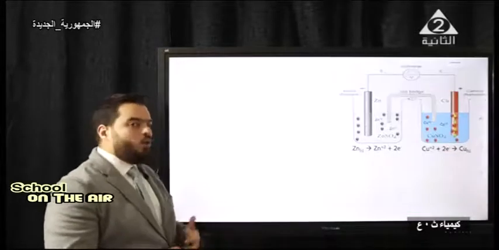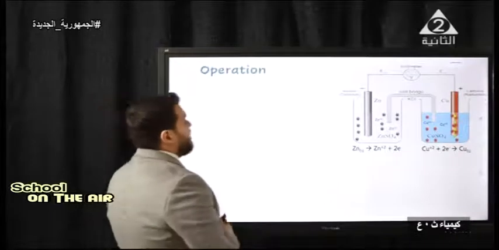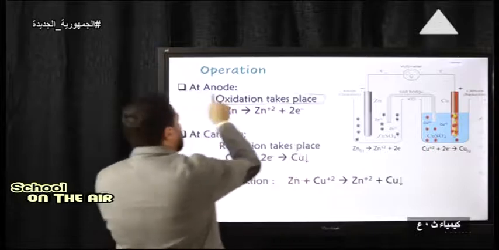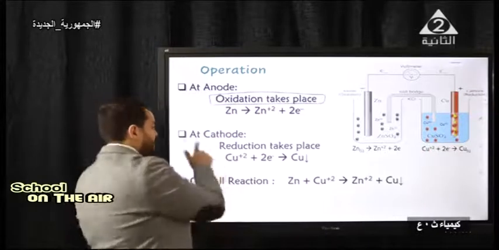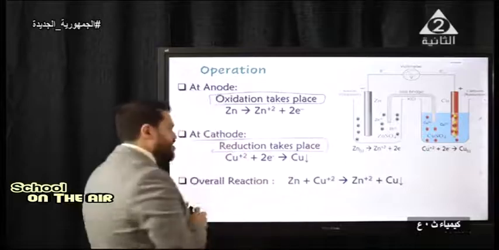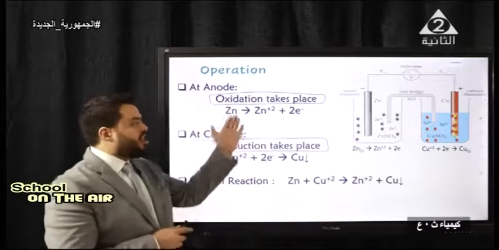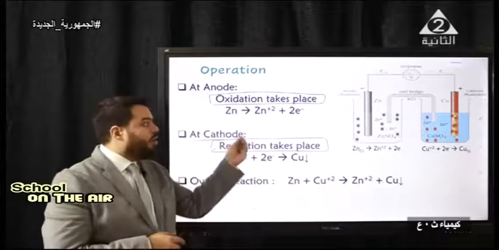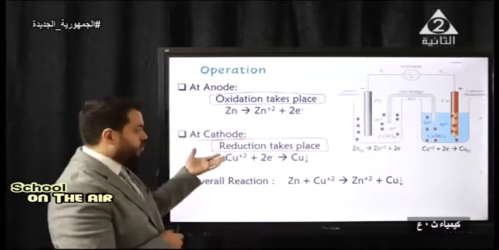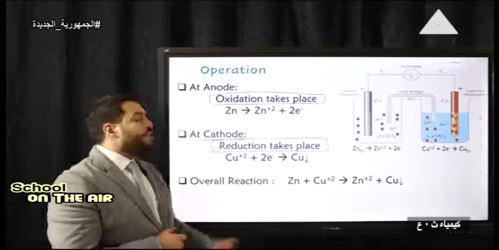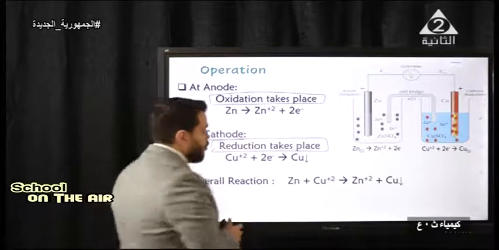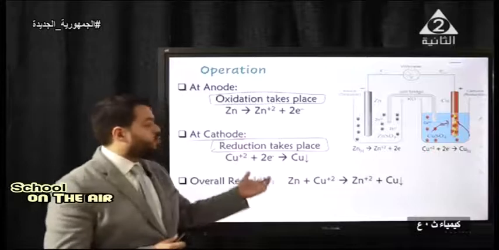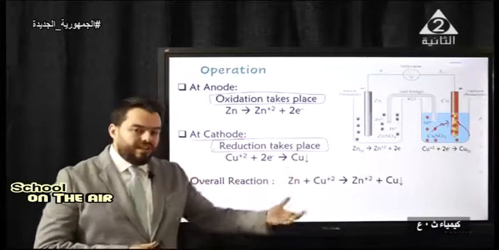How does the galvanic cell work? The idea of the galvanic cell is that you have an anode that makes the oxidation reaction, and you have a cathode that makes the reduction reaction. So at the anode, oxidation takes place and zinc is converted into zinc positive 2 ion, and it will lose electrons. In the cathode electrode, reduction takes place and copper positive 2, which is in the solution, is going to deposit, and it will gain electrons to deposit as a copper neutral atom.